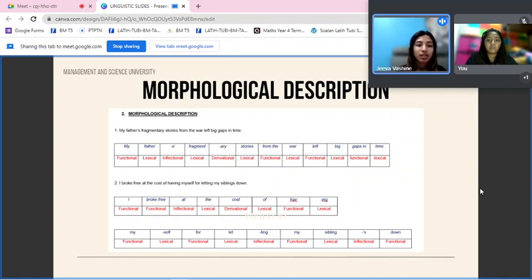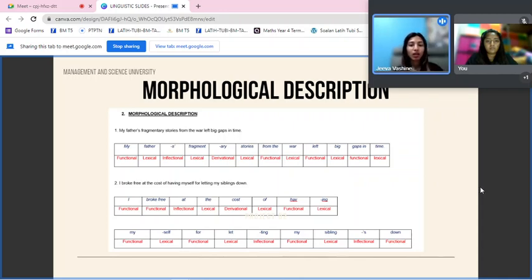So: my father's fragmentary stories from the war left big gaps in time. My is functional, father is lexical, as I told just now. S is inflectional, fragment is lexical, ary is derivational, stories is lexical, from is functional, war is lexical, left is functional, big is lexical, gaps is lexical, in is functional, and time is lexical. Another sentence: I broke free at the cost of letting my siblings down.